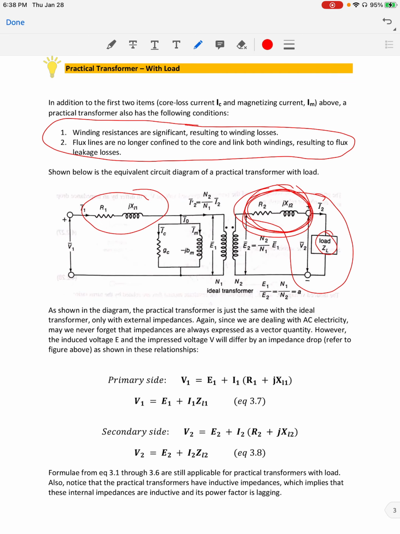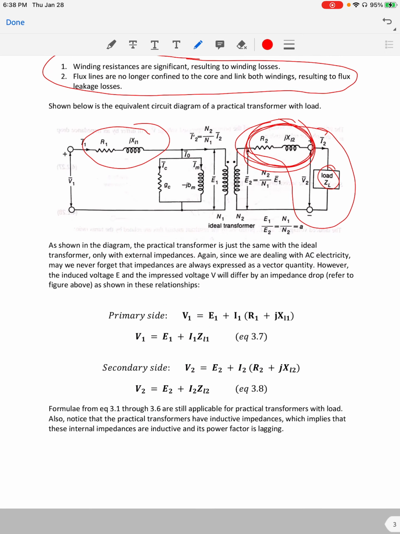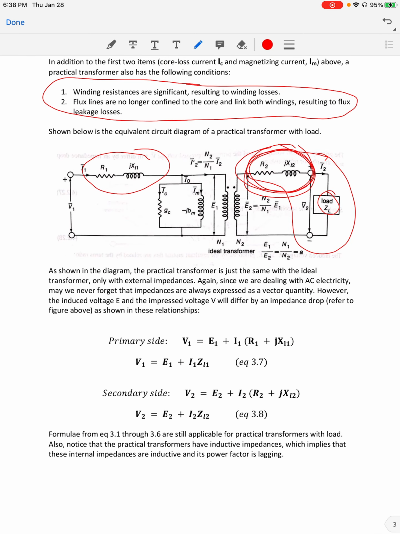So these are equations 3.1 to 3.8, which we just keep playing around with to solve practical transformers with or without load.